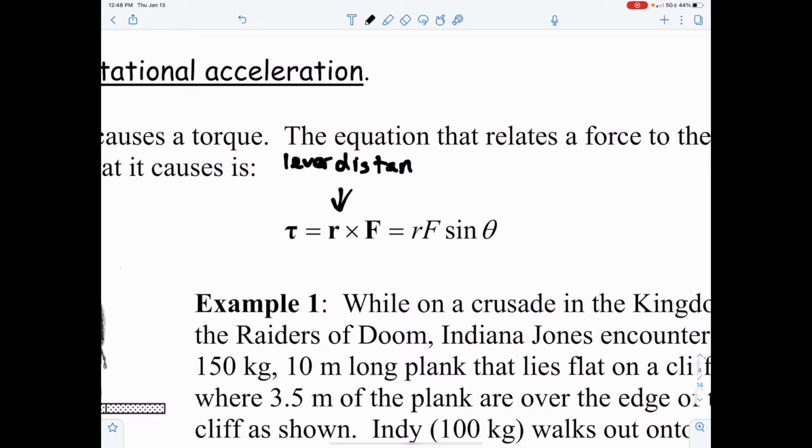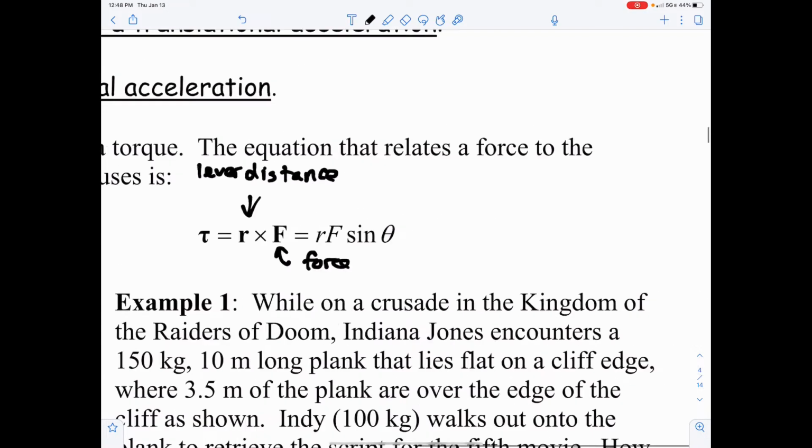And the lever is defined as the distance between where the force is applied and the fulcrum, which is the point of rotation. F is obviously the force. And this symbol tau would be the torque. So we can write this: torque equals perpendicular force times distance.